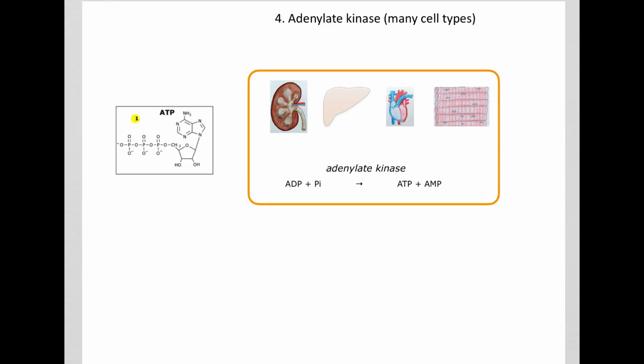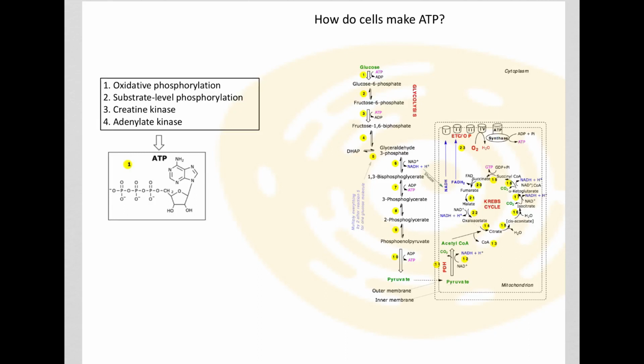The fourth way of generating ATP is by the use of the enzyme adenylate kinase, and this is found in many cell types such as kidney cells, liver cells, cells of the heart, as well as in the skeletal muscles. This enzyme adenylate kinase basically makes ADP react with ADP to give you ATP, to give you energy, and the other product is AMP, adenosine monophosphate. So these are the four ways by which cells synthesize or make ATP energy: oxidative phosphorylation, substrate level phosphorylation, the use of the enzyme creatine kinase, and the enzyme adenylate kinase.